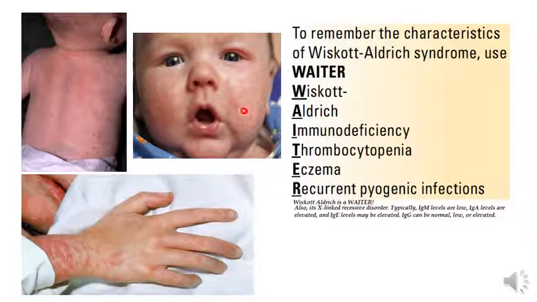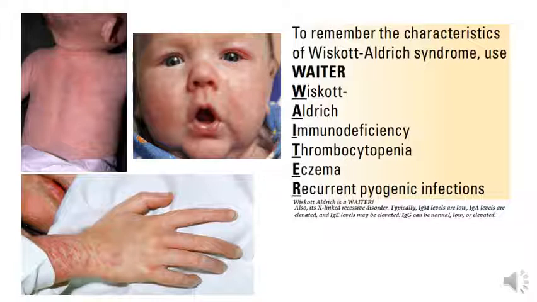Here you see a baby with Wiskott-Aldrich syndrome. I think you have heard about this syndrome before. To remember the characteristics of Wiskott-Aldrich: immune deficiency, thrombocytopenia, eczema, and recurrent pyogenic infection because of immune deficiency. So here you see the eczematous lesion of the trunk, the face, the hands.